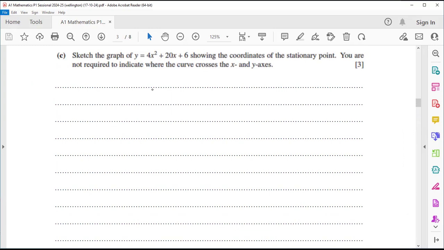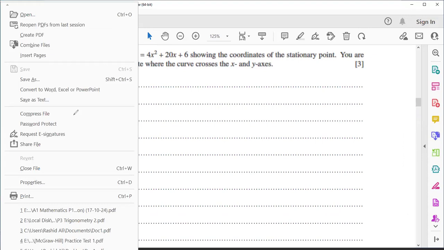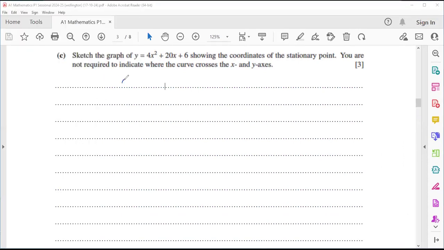Whenever we have the word sketch, sketch means you have to write the four properties. So y is equal to 4 times (x plus 5 by 2) whole squared minus 19. Showing the coordinates of the stationary point. Stationary point in this case is the vertex, and the coordinates of the vertex are minus 5 by 2 and minus 19. You are not required to indicate where the graph crosses the x-axis and y-axis. This means there is no need to write the x-intercept and the y-intercept. So you have this one with the color of red.